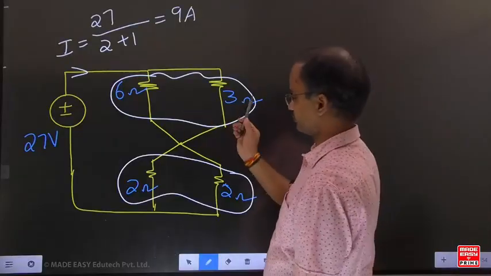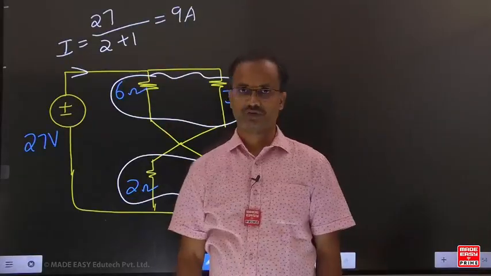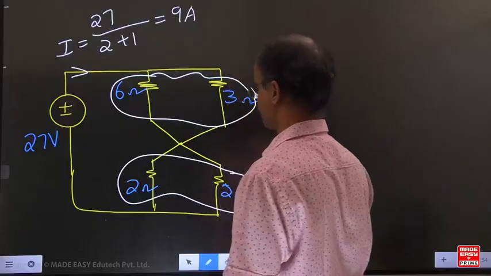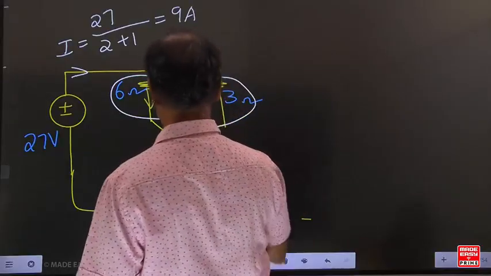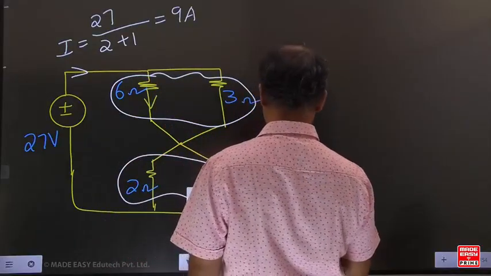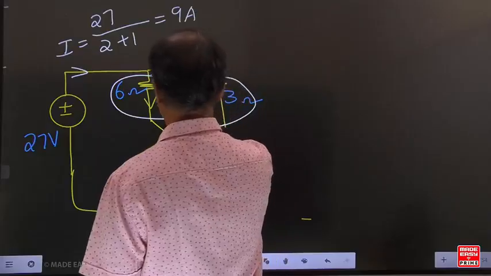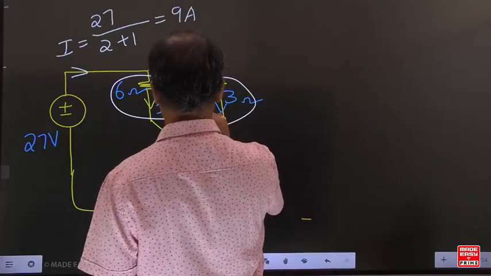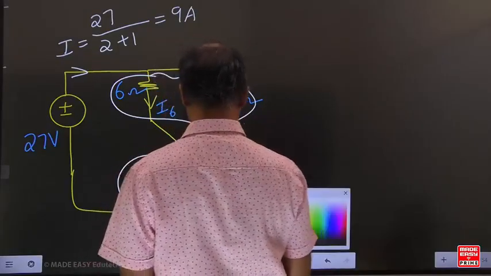These two are in parallel giving 2, these two are in parallel giving 1. 27 by 3, 9 amperes. Can you find out the current of each branch? Can you find the current of each branch? Let us assume the current is I6 and the other one is I3. I6 and I3.